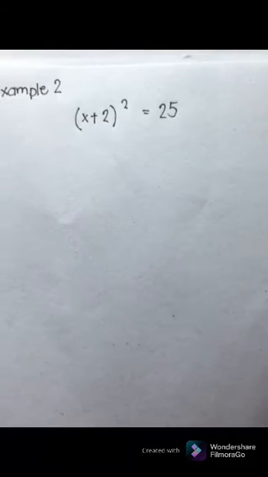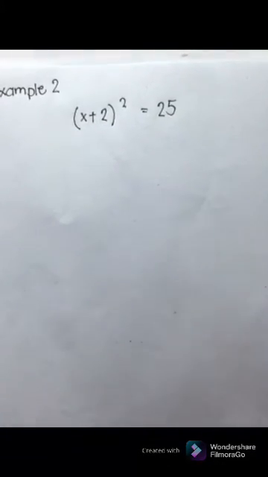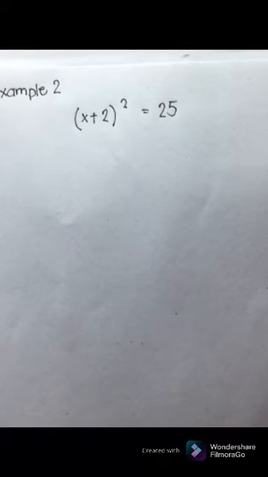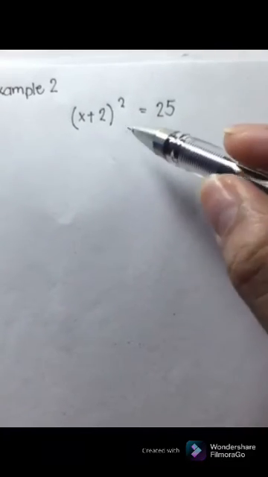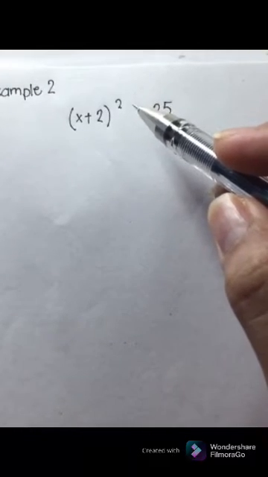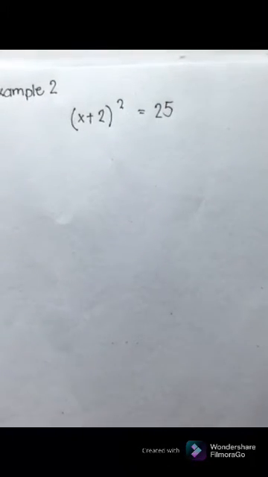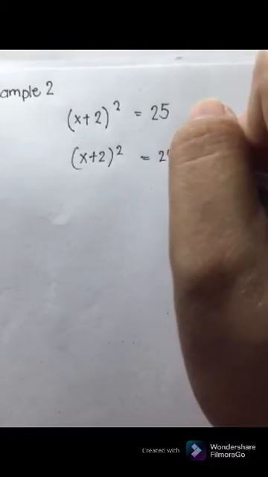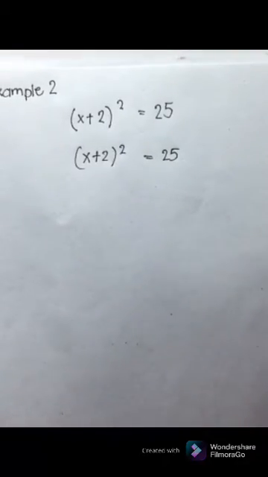Okay, this time we have example number 2. So we have x, the quantity of x plus 2 squared equals 25. So first, in the second example, we have there already a squared form. It's already in a squared form. So we're going to copy first x plus 2 squared equals 25. So we're going to extract the squared using the square root.